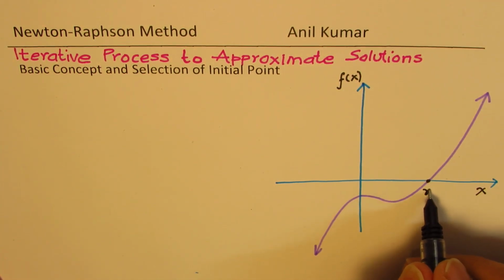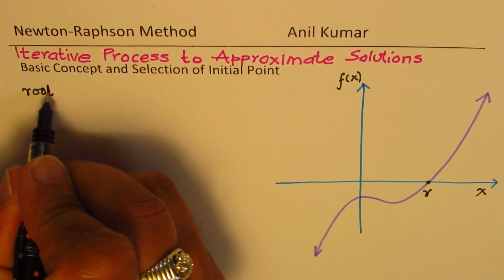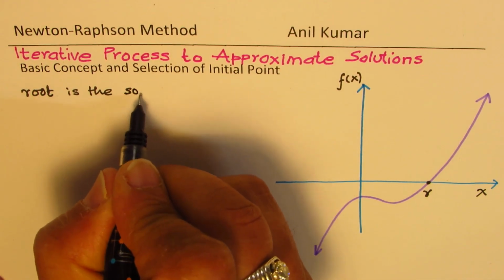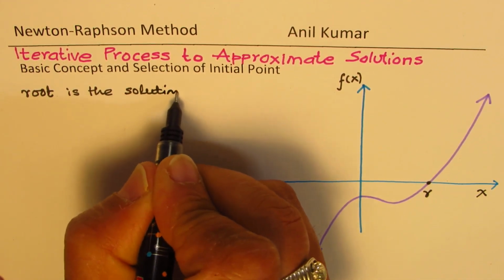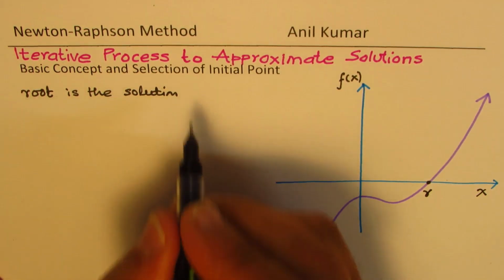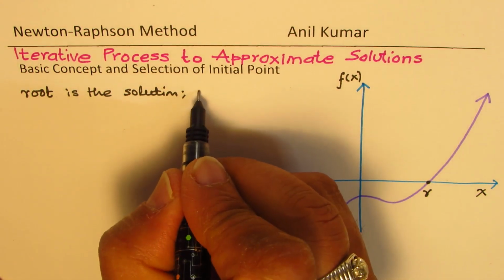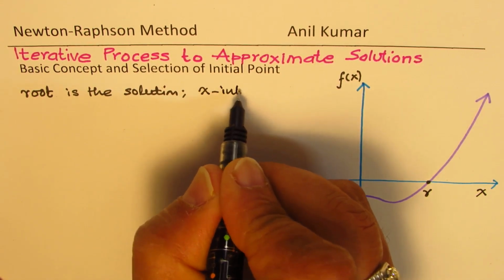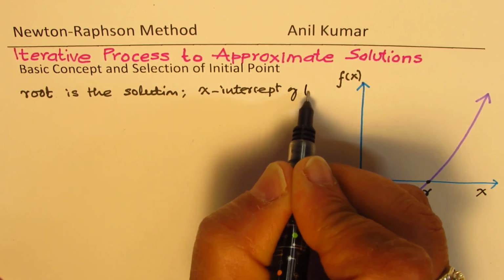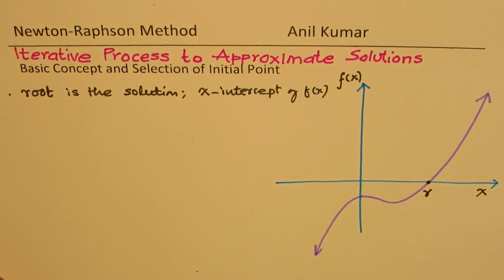So let me call this r, the root. The root is the solution. I should say it is the real value, which is the solution, and this normally is, rather always, is the x-intercept of f of x. Correct. So that is what we are interested in finding.